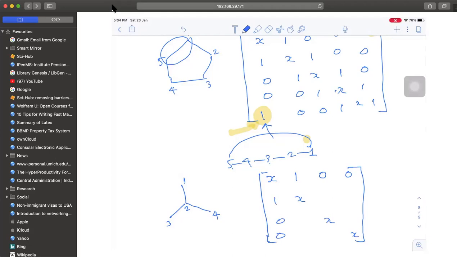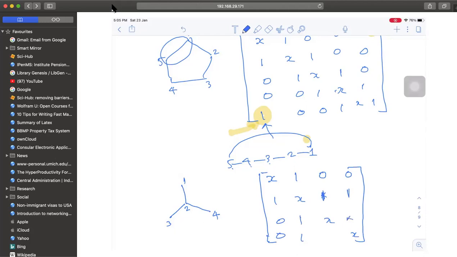Then you think of 2 and 3. 2 and 3 are neighbors, so you will get a 1 here. Then you think of 2 and 4, they are neighbors, so you will get a 1 here. And because it has to be a symmetric matrix, 1 and 1 there implies that you should have a 1 and 1 here. And then you worry about this one.